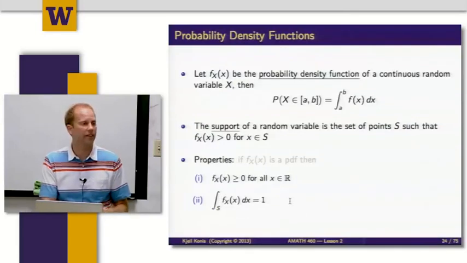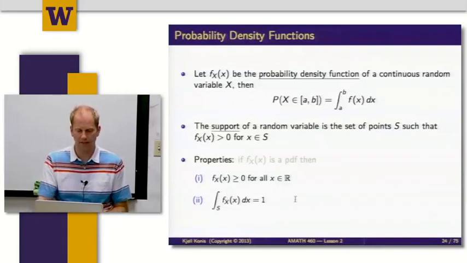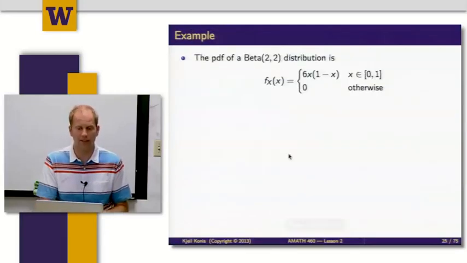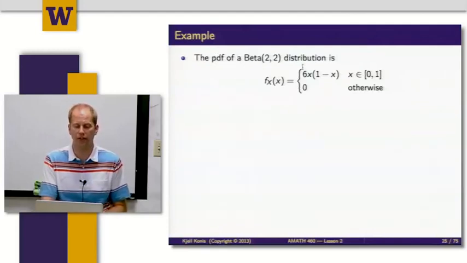So the exercise that will show up quite often is, can you prove that a certain function is actually a probability density function? And so I'll go through one example of that pretty quick. So the PDF of a beta 2-2 distribution is defined to be 6x times 1 minus x when x is in the interval 0, 1, and it's defined to be 0 otherwise.